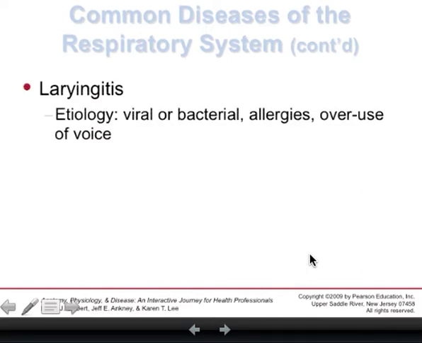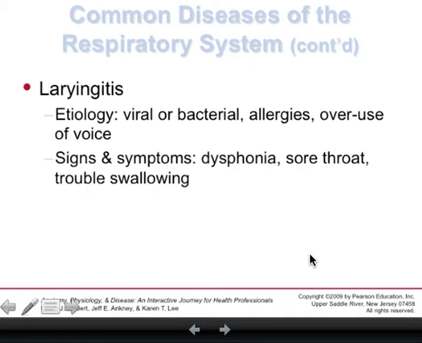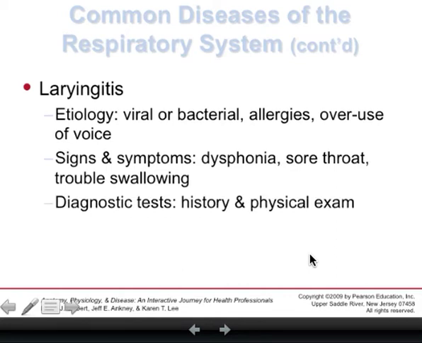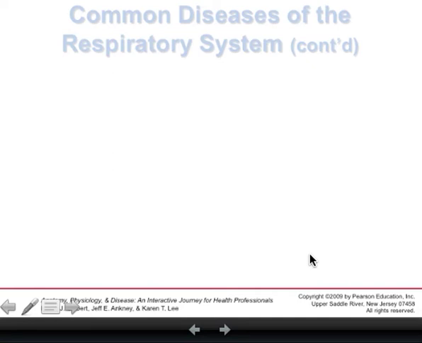Laryngitis is, again, a viral or bacterial infection. It can also result from the overuse of the voice. Basically, it's an inflammation of the larynx, the voice box. Signs and symptoms are dysphonia, an inability to properly speak, sore throat, and trouble swallowing. Diagnosis is history and physical, and the treatment is to rest the voice.